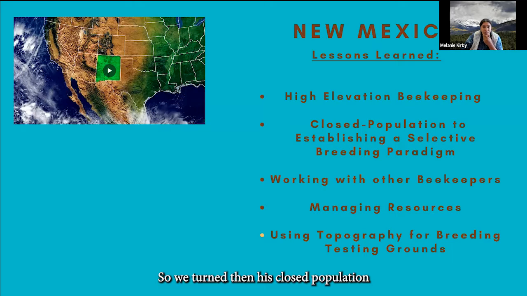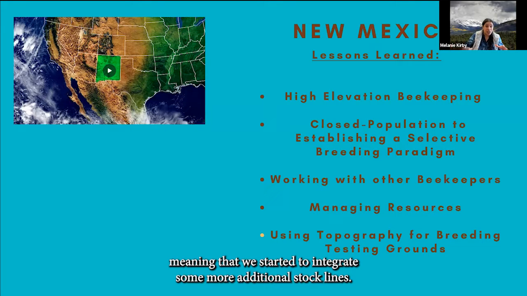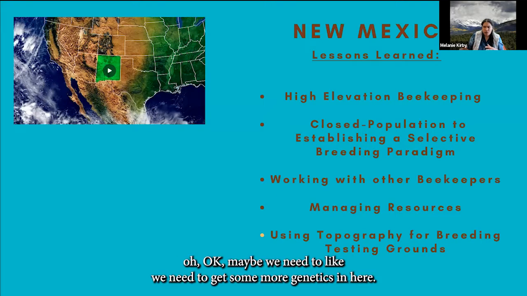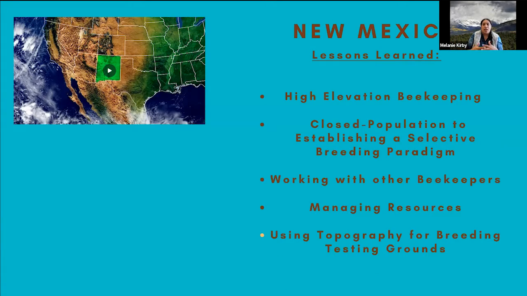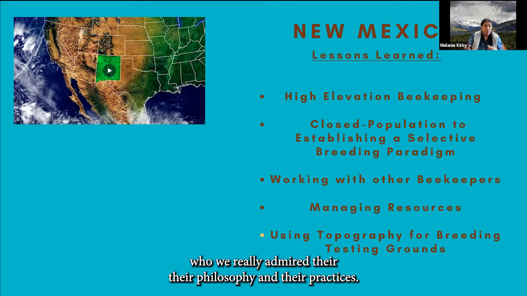So we turned then his closed population to establish a more selective breeding paradigm, meaning that we started to integrate some more additional stock lines. And one of the reasons for that was that we actually started to see a little bit of inbreeding start to present itself. And we thought, oh, okay, maybe we need to get some more genetics in here. And so we started to do some research and really tried to start integrating in strains from other producers who we really admired their philosophy and their practices.